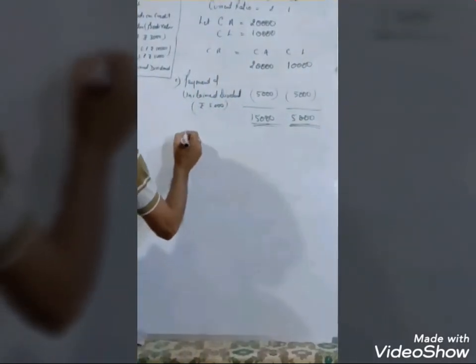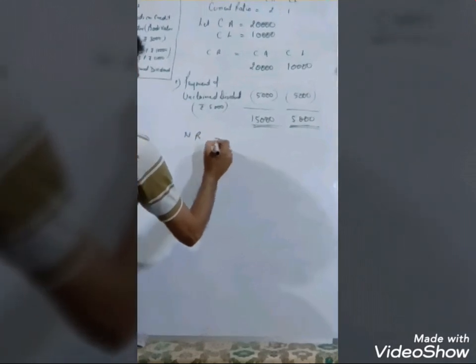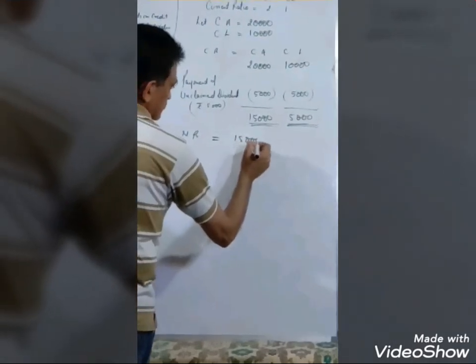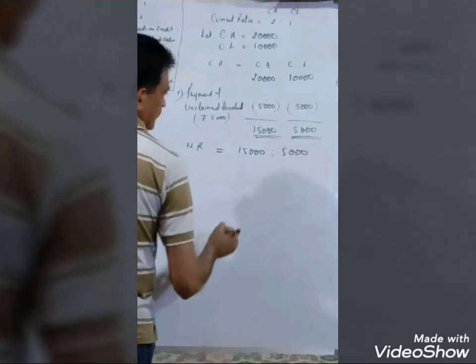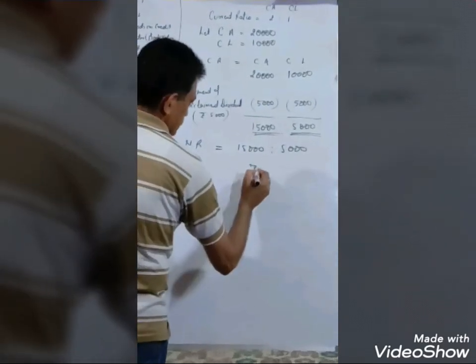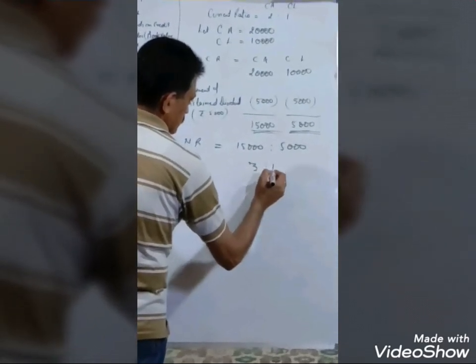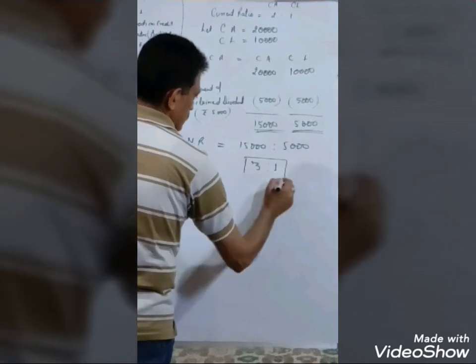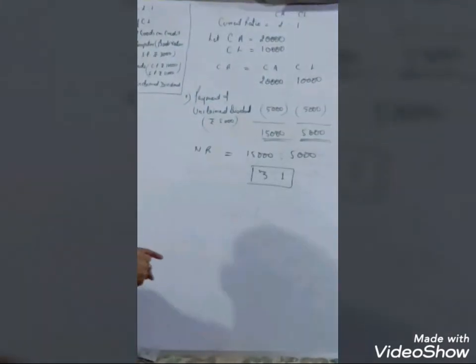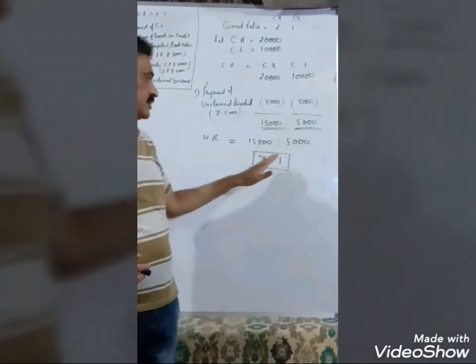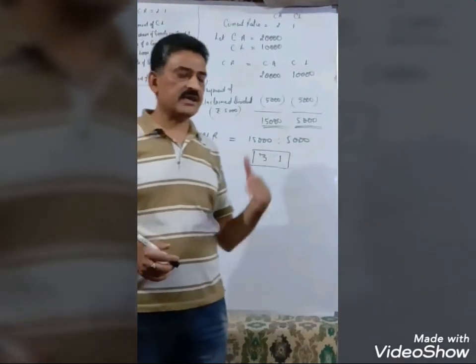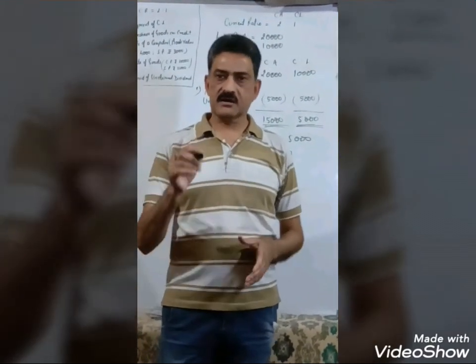Now 15,000 are the current assets and 5,000 are the current liabilities. After this transaction, the new ratio will be 15,000 to 5,000. So this will be 3:1. From 2:1, we had arrived at 3:1. So this is again an increase in the current ratio.